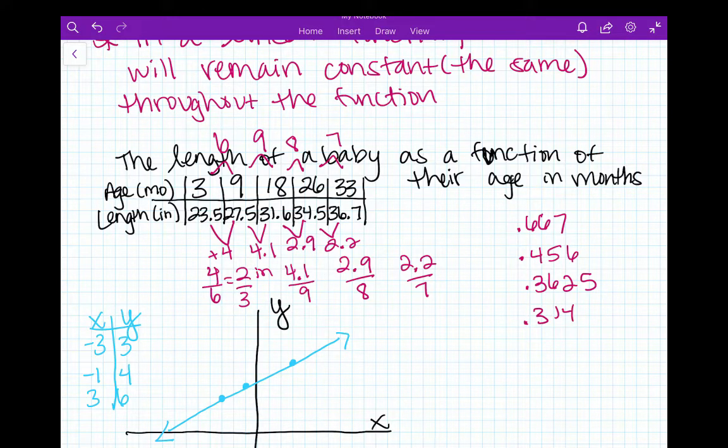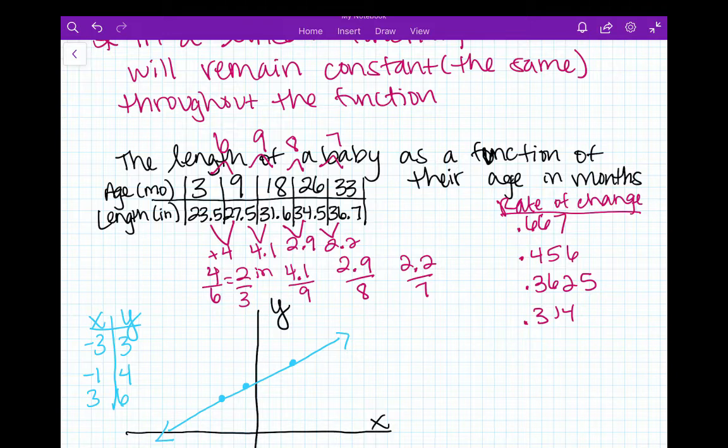So we can see that the rate of change is decreasing as the baby gets older, which makes sense. At the very beginning, when a baby is very young, they grow a lot in a short period of time. And as they get older, they don't grow as fast. So again, these represent the rate of change, and the rate of change is not constant. In fact, the rate of change is decreasing.